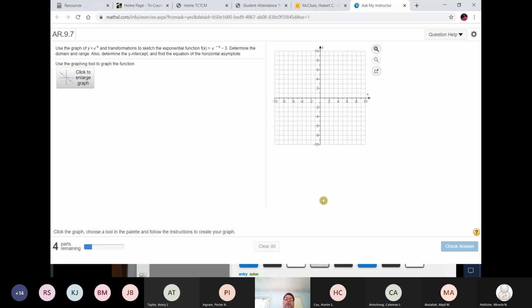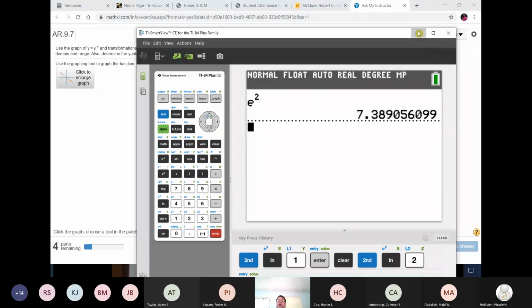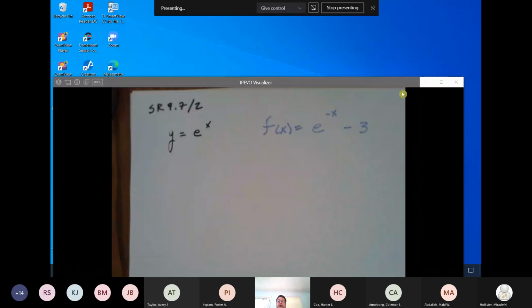And it says use the graph of y is equal to e to the x. Oh, okay, vertical and horizontal shifts. So y is equal to e to the x is your parent graph. And they want you to draw f of x equals e to the negative x minus 3. The first thing you need to do is go to your parent graph and make sure you have e to the x in your parent graph. That's the first thing you need to do.